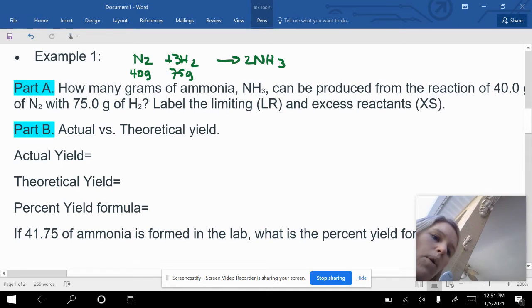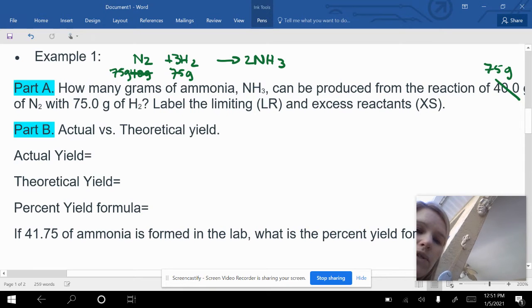And you know what? Let me change this. I actually changed this to 75 grams earlier, and I forgot to change it on this. So they're both the same. Okay, and what we're trying to figure out is how many grams can we make of that?